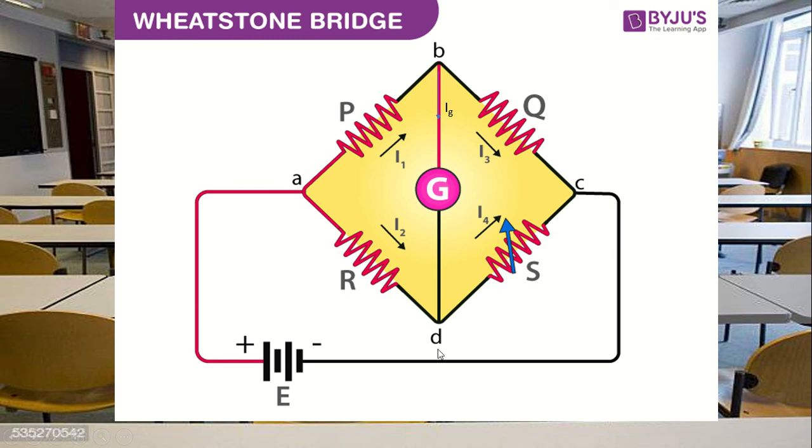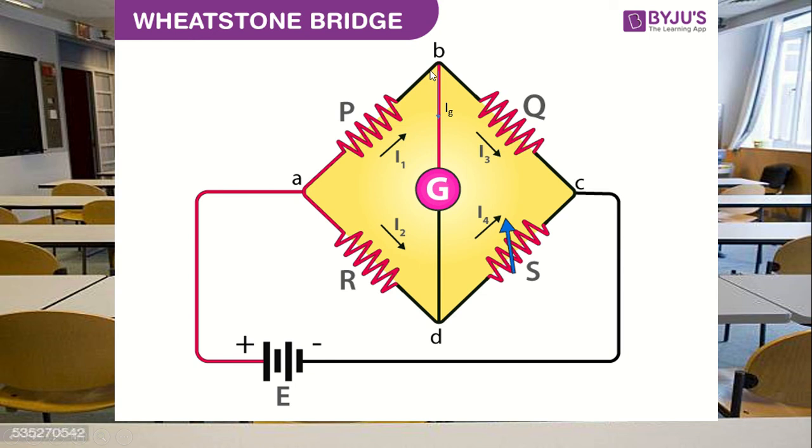If the potentials at points B and D are not equal, then current will flow through the galvanometer, because there is a potential difference, and the potential at B is greater than that of D, so current flows from high potential to low potential. Then current will flow through the galvanometer, and the galvanometer will give deflection. This situation is called the unbalanced condition.